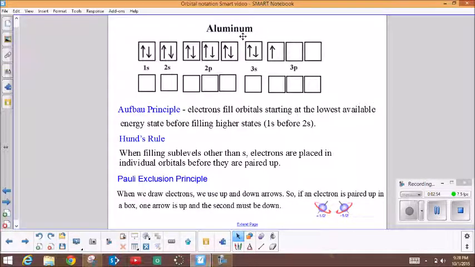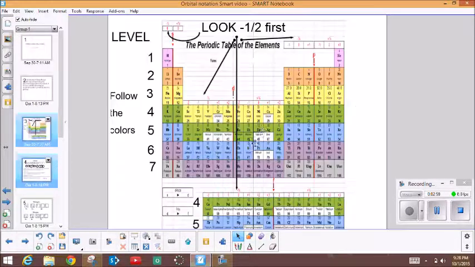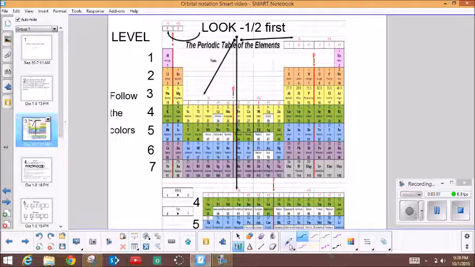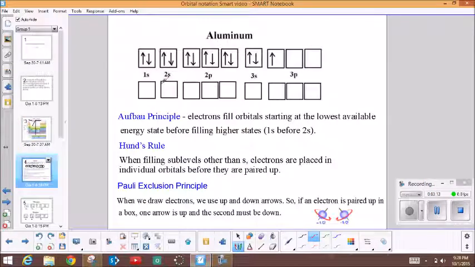So here's the element aluminum, and I'm going to show you where that is on the periodic table. It's right here. It's got 13 electrons to distribute. So if we distribute 13 electrons into the orbitals, we will do them like this.